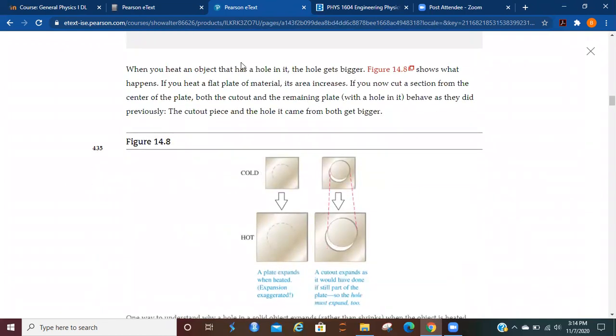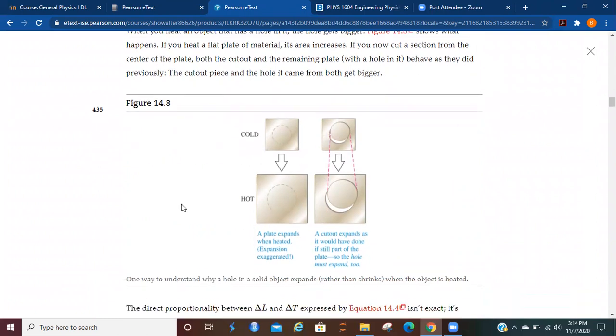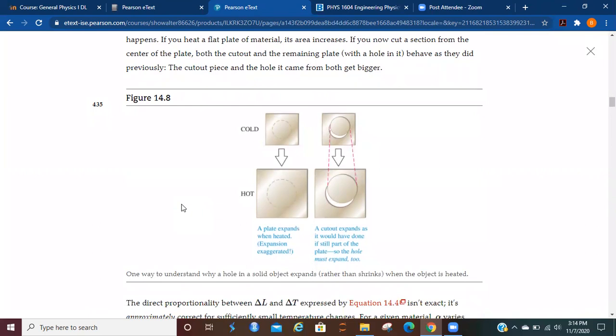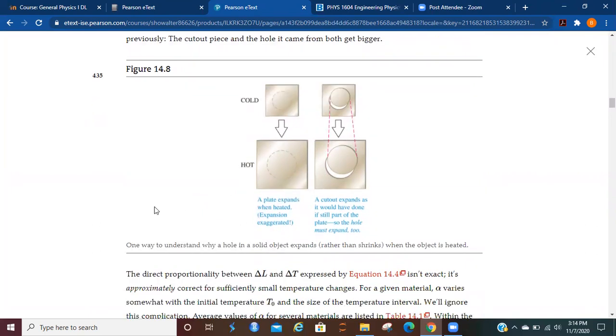So when you heat an object that has a hole in it, the hole gets bigger. You can see that going on right here. If you heat a flat plate of material, its area increases. If you now cut a section from the center of the plate, both the cutout and the remaining plate behave as they did previously. The cutout piece and the hole it came from both get bigger.